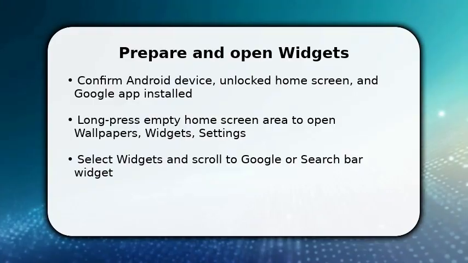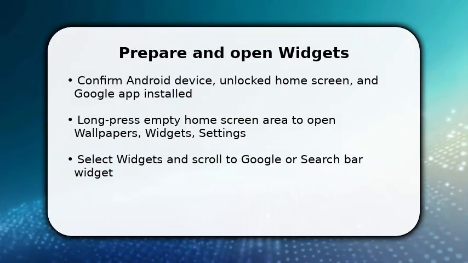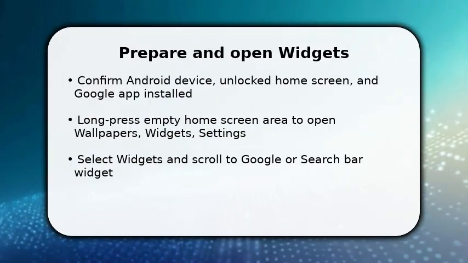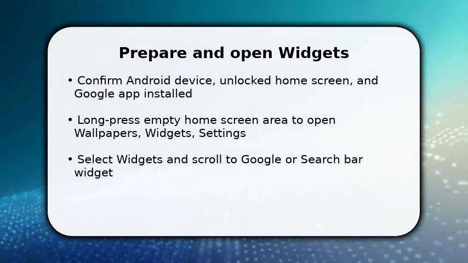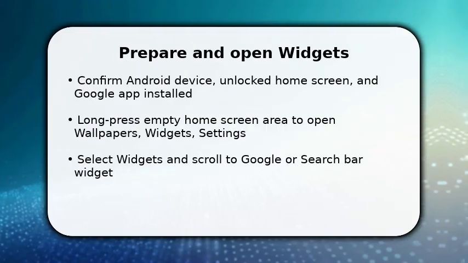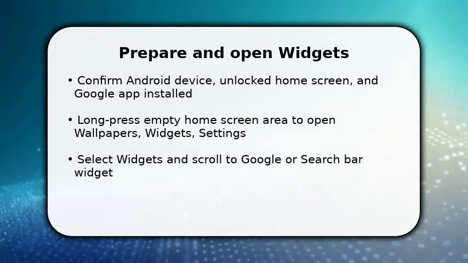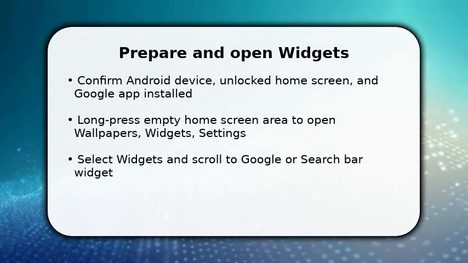Enjoy the video. You'll start by confirming essentials. Your device is unlocked, the Google app is installed, and you have space on the home screen. Once done, long press an empty area on the home screen to open the customization menu.